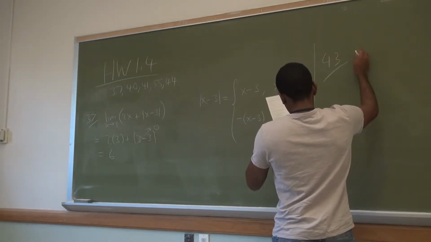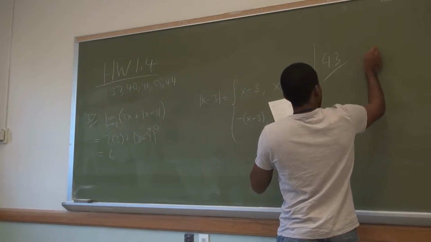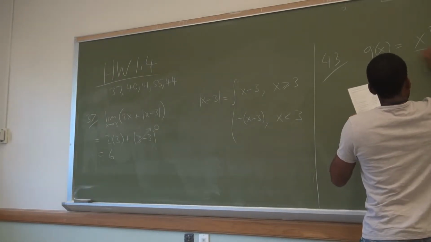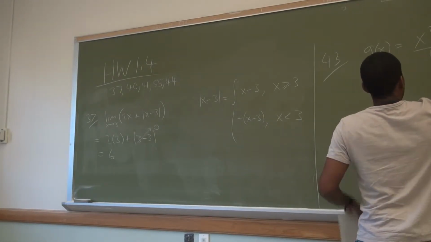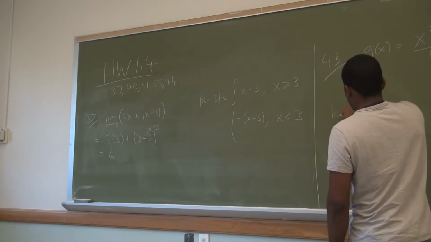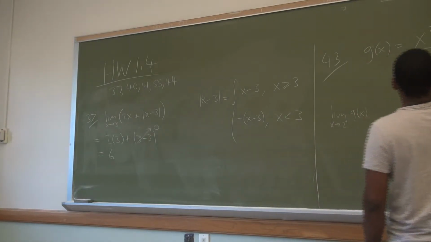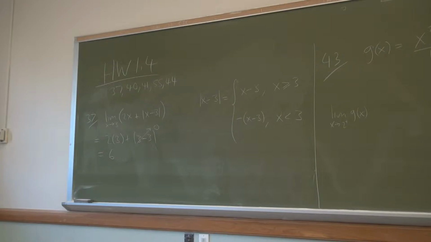Let's look at 43, so we want to find several limits. Let's look at the limit as x approaches 2 from the right. How would you actually do this? Just x minus 2, x plus 3. You can't cancel. They're actually not the same thing. This is an absolute value, it actually matters.